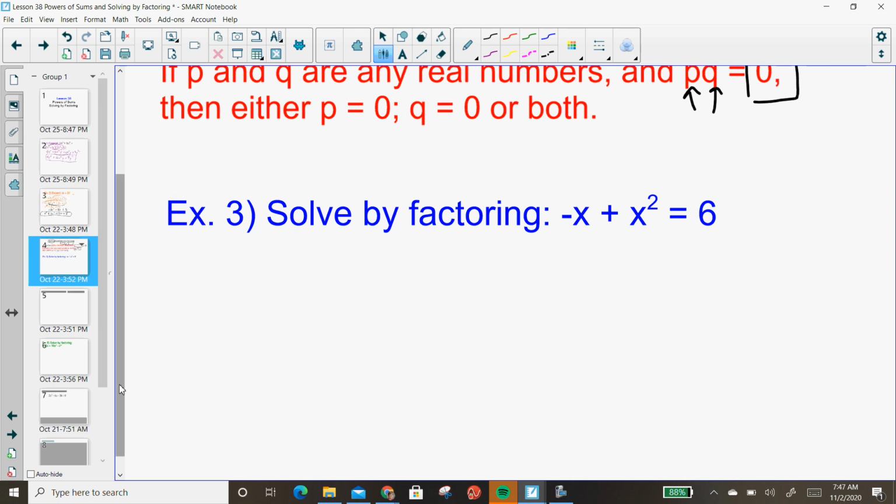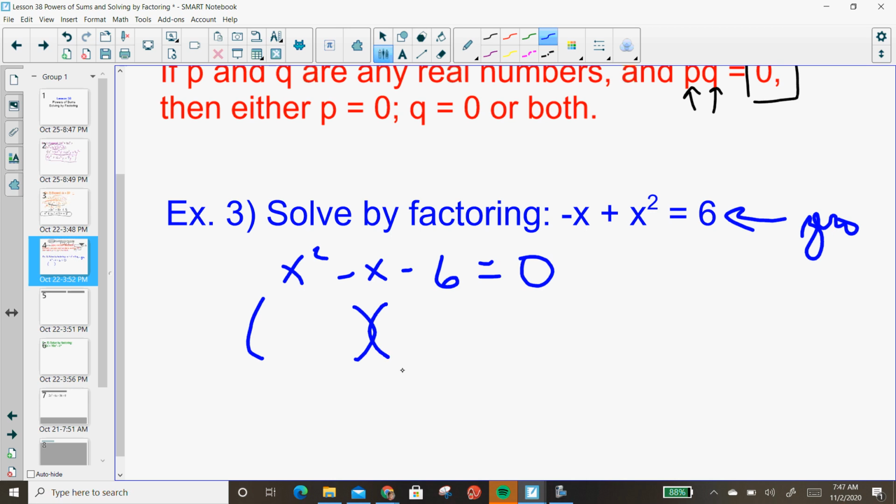So if we want to solve this particular one, we need to get 0 over here. We don't have that yet. So we're going to subtract the 6 from both sides. And I'm also going to rearrange the left so that it's in standard form and easier to see how to factor.